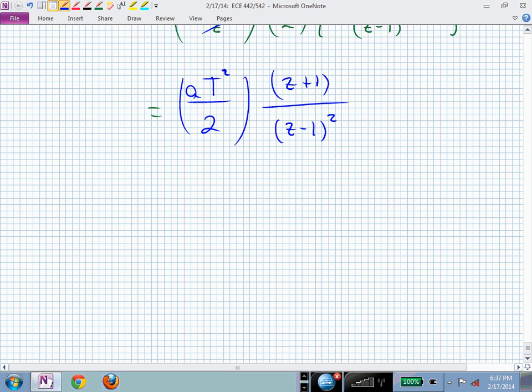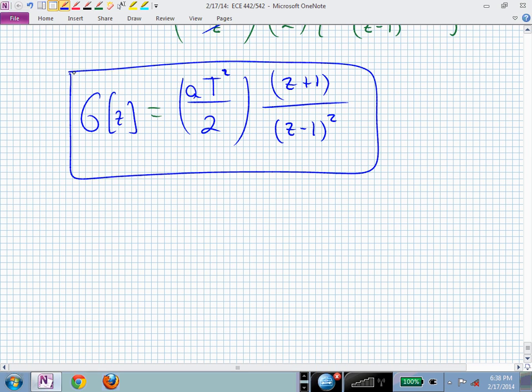Just to give us something to work with, if I made this really trivial and said, what if my mass was 1 kilogram, then what does little a become? 1. That was 1 over m, so a becomes 1. And what if I picked a sample period of 1? Then I get rid of most of that in the front, and I end up with my g of z in general for, what was that? That was a pure mass.